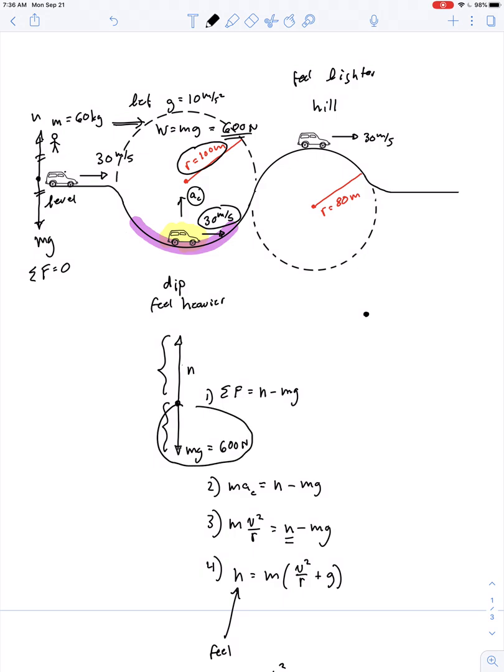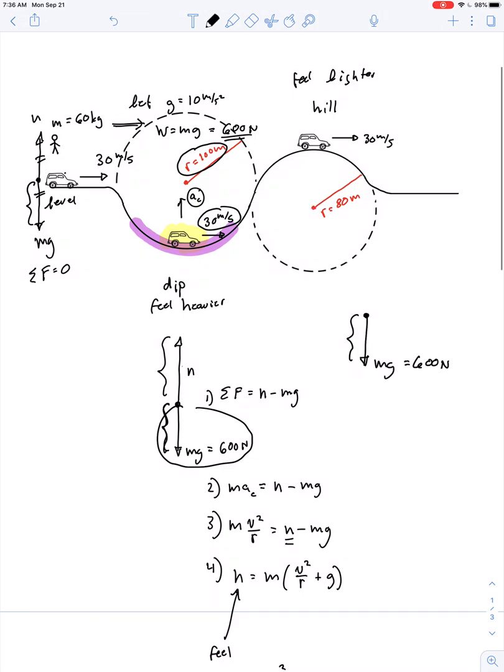No matter where you are, you weigh 600 newtons. So the length of this vector mg is exactly the same when you're on the top of the hill as it is when you're going through the bottom of the dip, as it was driving on level ground. mg is 600 newtons. But that's not what you feel. You feel the normal force.